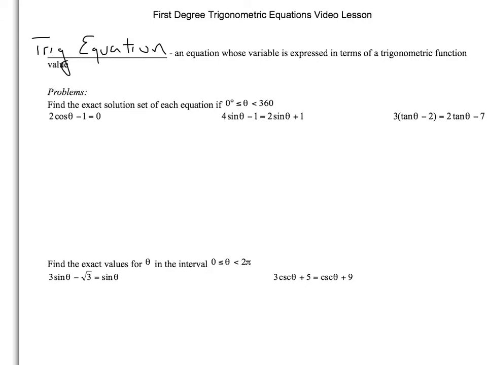So we have 2 cos theta minus 1 equals 0. We want to solve for theta. The first thing we do is, if we saw this as a 2x minus 1 equals 0, you would tell me to add 1. Well, we're going to do the same thing here. Then you would tell me divide by 2. So we're going to do the same thing here.